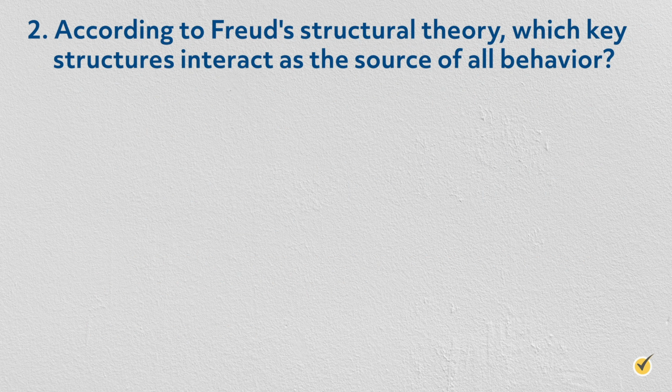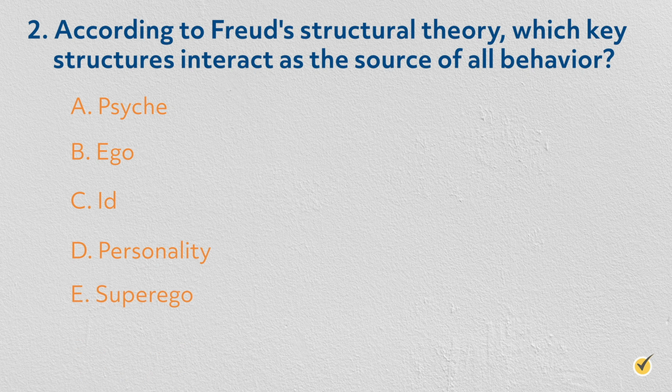Number 2. According to Freud's structural theory, which key structures interact as the source of all behavior? A. Psyche, B. Ego, C. Id, D. Personality, or E. Superego? If you chose B, C, and E, you are correct.